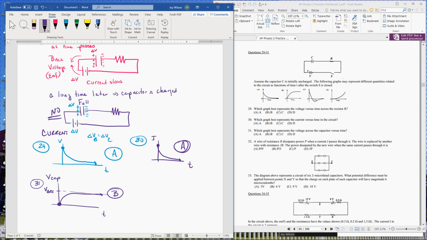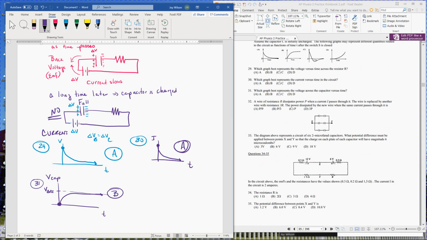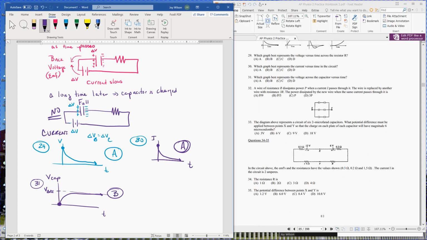And then last but not least, let's look at this cute little diagram on number 33, and then we're going to go to some free response questions. Number 33 says you have a circuit of 6 2 microfarad capacitors. What potential difference must be applied to X and Y so that the charge on each plate will have a magnitude of 6 microcoulombs? Okay, there's a lot going on right there.